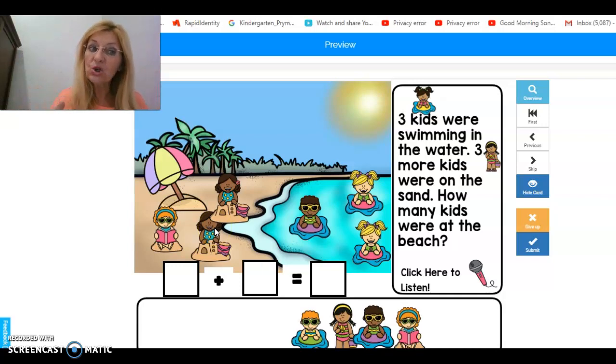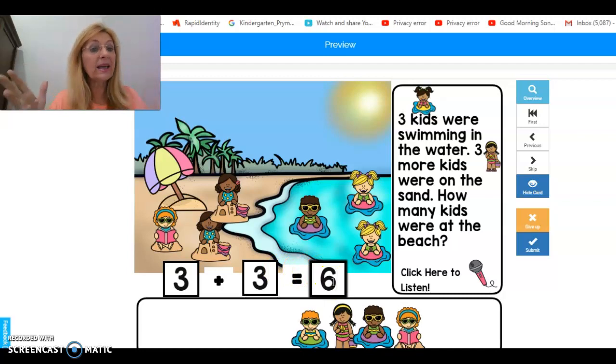So what we have to do is we count them all together. So you can help me do that. Let's count. 1, 2, 3. And then you keep counting because I want to know all together. 3, 4, 5, 6. So there were 3 in the water and 3 on the sand. So that made or equals 6 in all. That was a word problem, boys and girls.